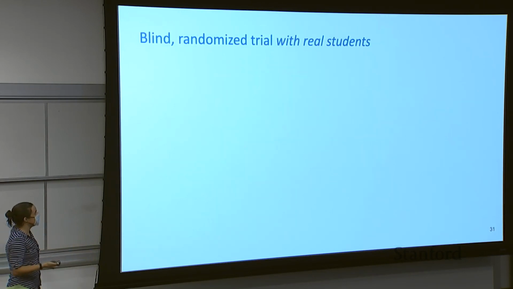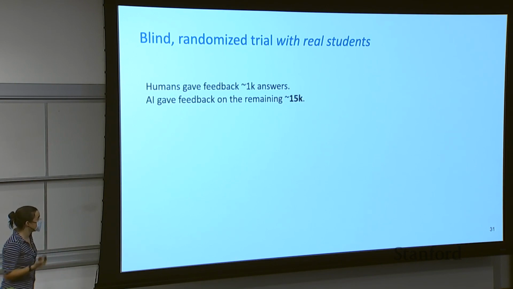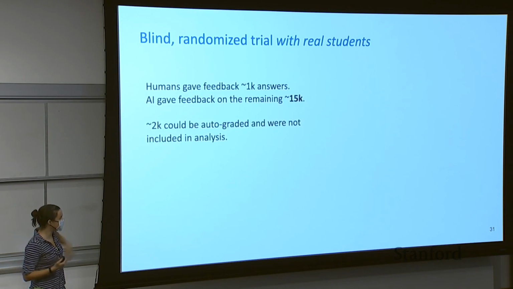And so lastly, in a blind randomized trial, humans gave feedback on around 1,000 of the student solutions. This is used in the support set. Because we actually had a decent amount of data here, we also fine-tuned the model as well. And then the model gave feedback on the remaining 15,000 examples, and around 2,000 of them could be auto-graded.